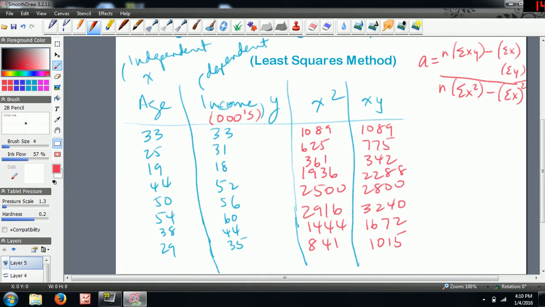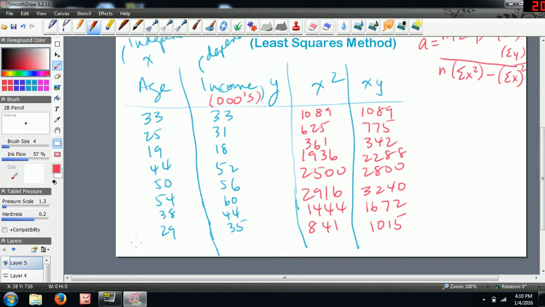And then at the bottom of your table, what you want to do is take the sum of each one. So sum of all your x's, so add all your x's up and you get 292. Over here you sum up all your y's, you get 329. Over here you add up all your x squares. And when you do that, you get 11,712. Over here you sum up x times y, which is equal to 13,221.